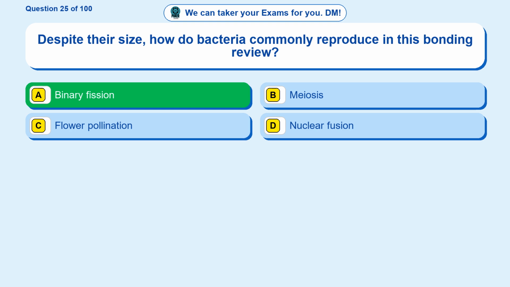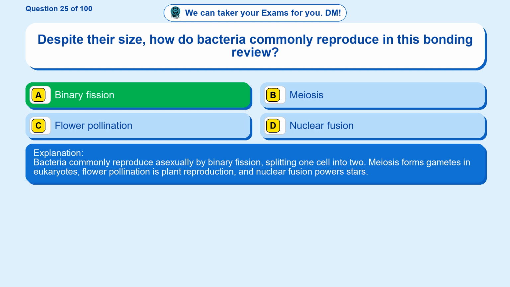Binary fission. Bacteria commonly reproduce asexually by binary fission, splitting one cell into 2. Meiosis forms gametes in eukaryotes, flower pollination is plant reproduction, and nuclear fusion powers stars.